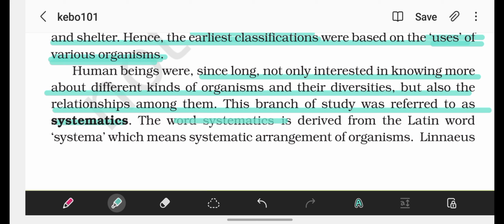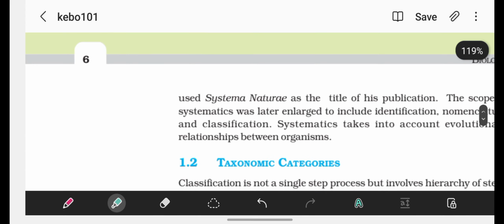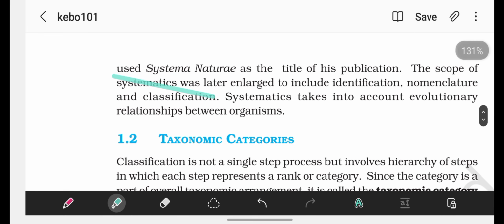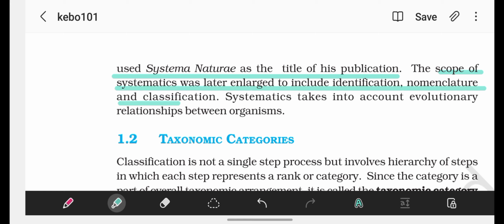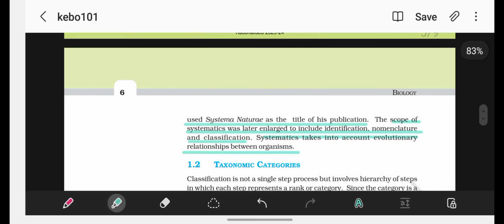The word systematics is derived from Latin word systema, which means systematic arrangement of organisms. Linnaeus used Systema Naturae as the title of his publication. The scope of systematics was later enlarged to include identification, nomenclature, and classification. Systematics take into account evolutionary relationship between organisms. Linnaeus की publication का नाम Systema Naturae. Just remember this, please. It's really important.